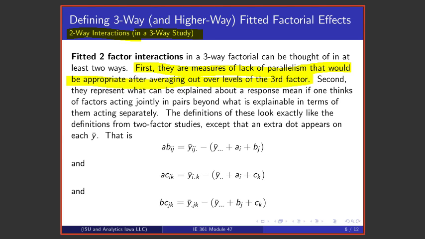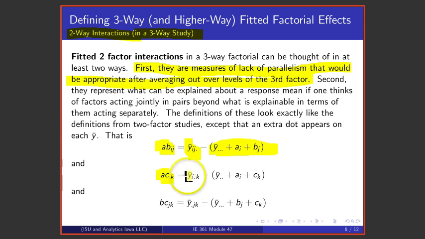Secondly, a different way to think about it is that AB_ij, the two-factor interaction of A and B at levels i and j, is in some sense the difference between what you have for Y bar for a level of A and a level of B, and what you can explain in terms of a grand average, A main effect, and B main effect.